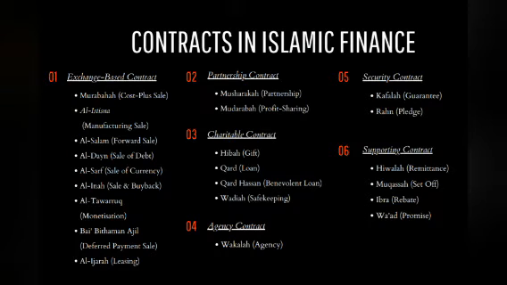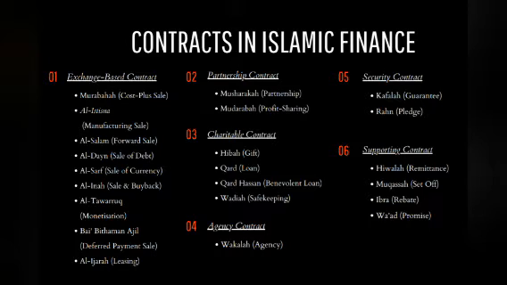Okay, let's move to the contracts in Islamic finance. There are 6 contracts in Islamic finance. The first one is the exchange-based contract, which includes murabahah, cost plus sale, al-istisna, manufacturing sale, al-salam, forward sale, al-dain, sale of debt, al-sarf, sale of currency, al-inah, sale and buyback, al-tawarruk, monetization, Bai Bithaman Ajil, deferred payment sale, and al-ijarah, leasing.